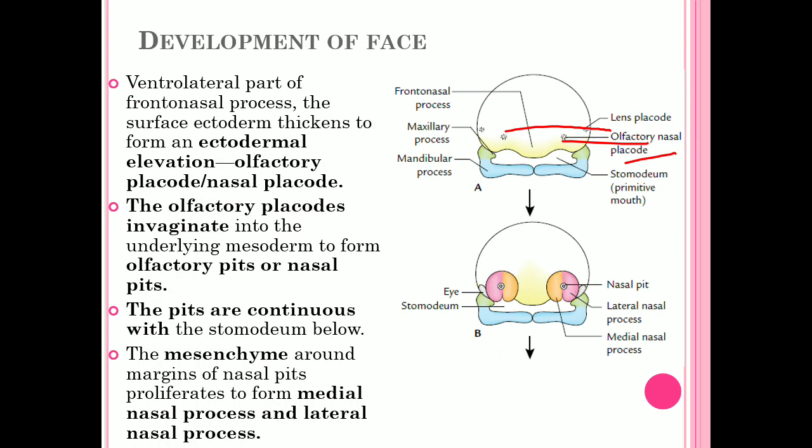Now these olfactory placodes invaginate into the underlying mesoderm. These placodes are made up of ectodermal thickening, and they invaginate into the underlying mesoderm and form a depression that is called as nasal pit. So initially formation of olfactory or nasal placode, and later it will invaginate to form the nasal pit, and this nasal pit is continuous with the stomodeum or primitive mouth below.